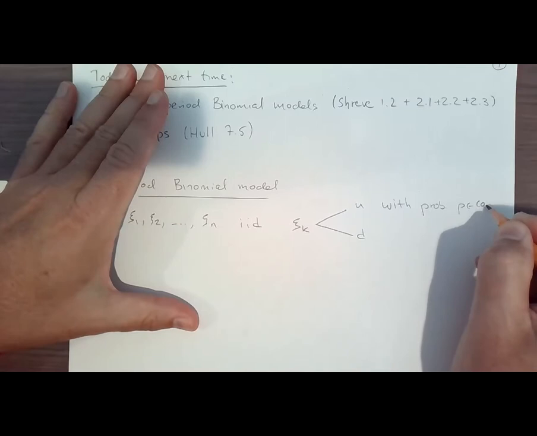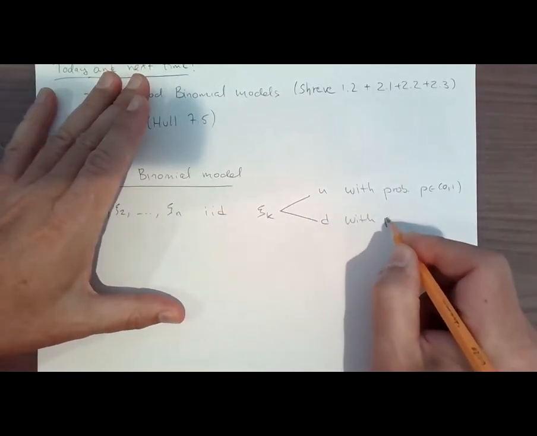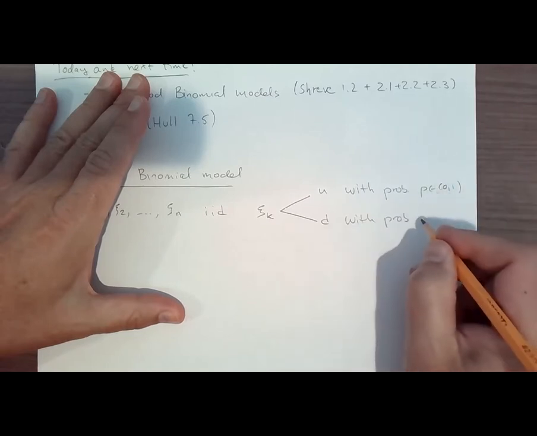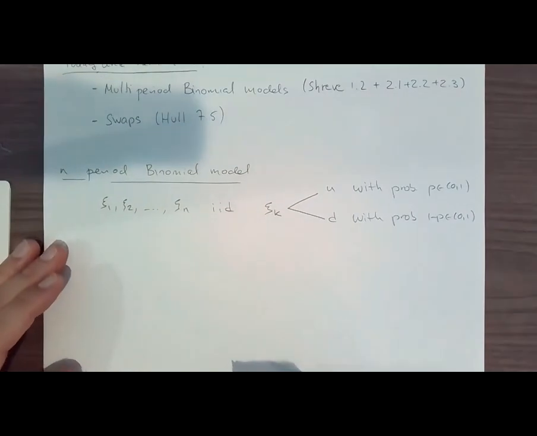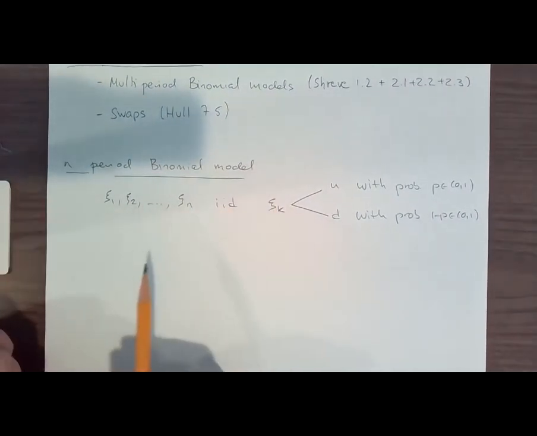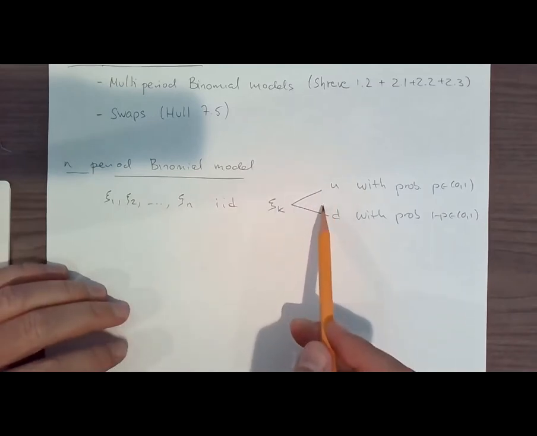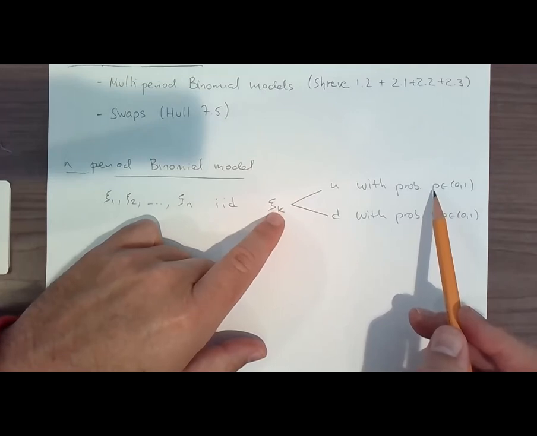And p is this number between 0 and 1. And you can go down to d with probability 1 minus p, which is again going to be a number between 0 and 1. And the IID, we talked about that last time. So they're all independent of each other, and they all have exactly the same distribution. This p that you have over here does not depend upon k.